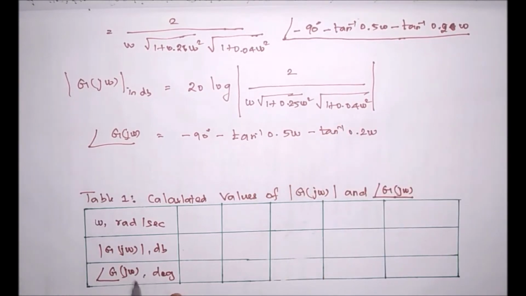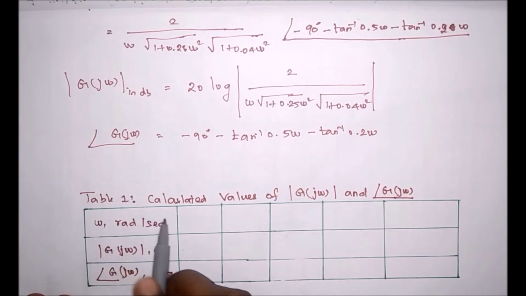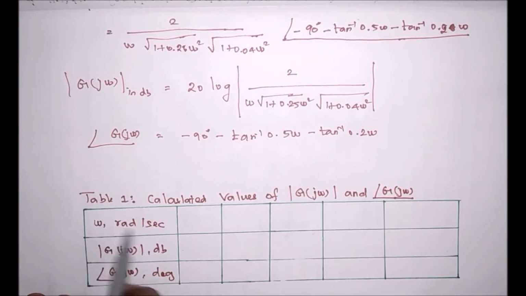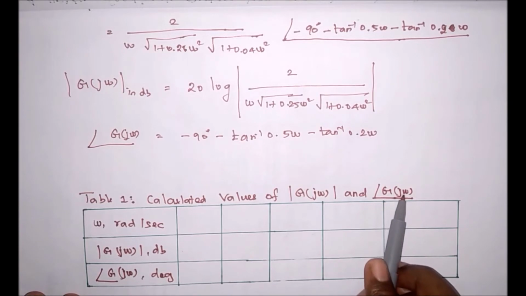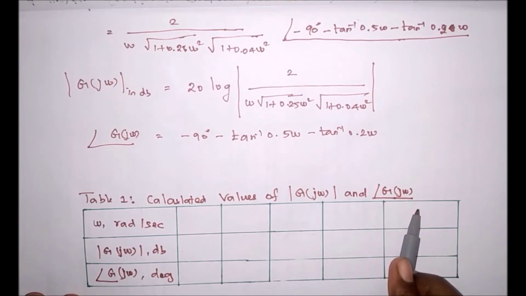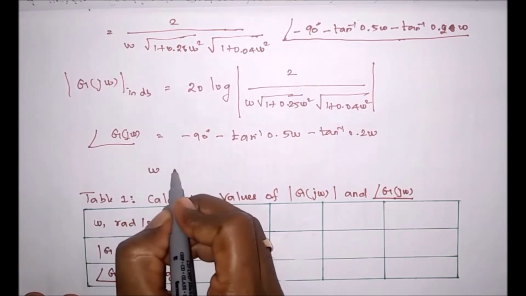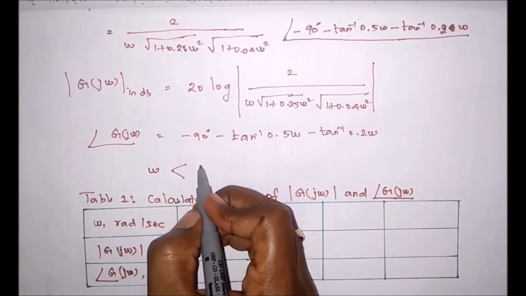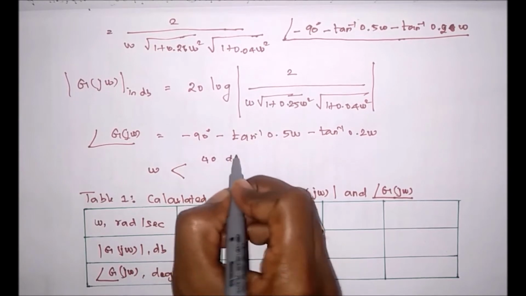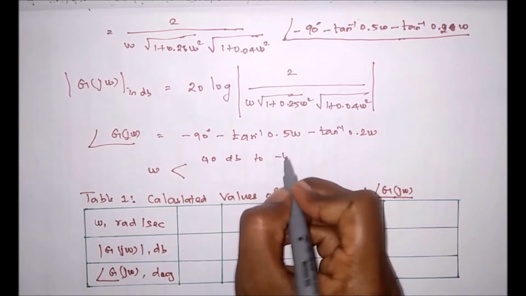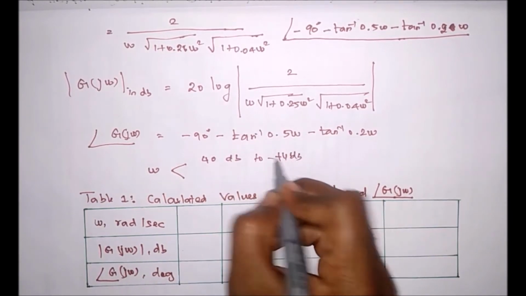Now we have to draw a table that contains omega in radian per second, magnitude in decibel, and phase angle in degree. We are going to calculate the magnitude and phase angle for various values of omega. We have to select omega values that give magnitude from 40 decibel to minus 14 decibel.